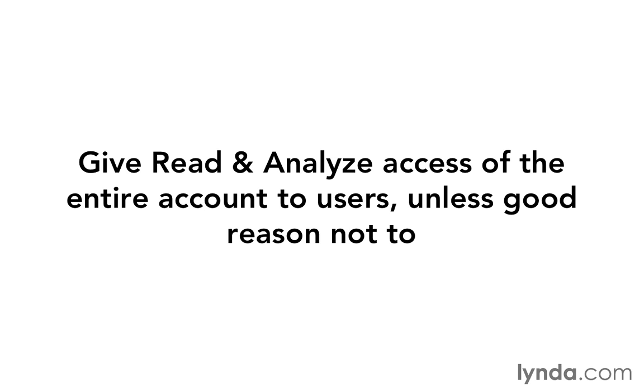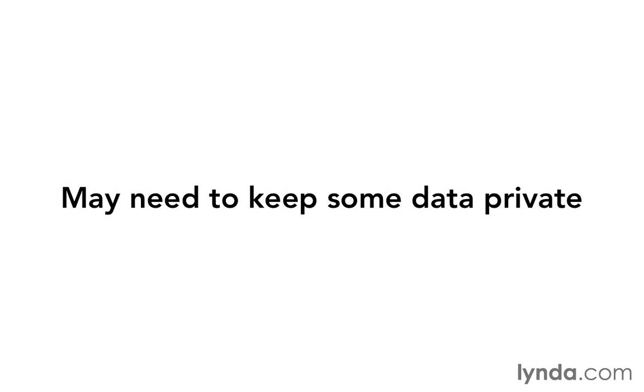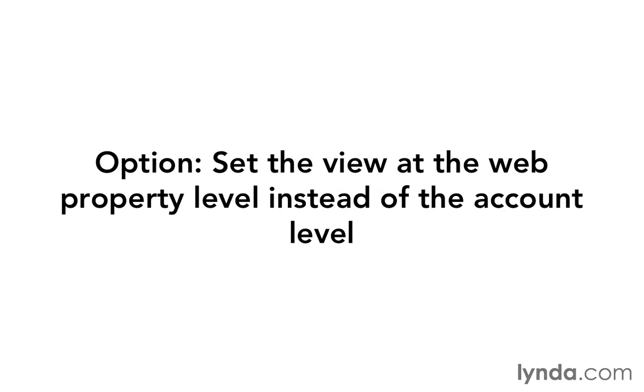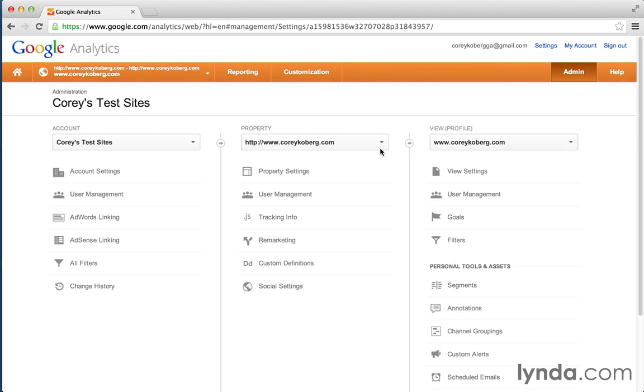Now you could still do that if you wanted to, but most of the time you don't. So read and analyze access to the entire account ensures that you avoid that problem and users can at least see what is contained in the account. The only time that's not a good idea is if you need to keep data separate in a scenario where some data, financial transaction data perhaps, is on a need-to-know basis. You can potentially solve that by setting the view at the web property level instead of the account level. Let's take a look at what that looks like.